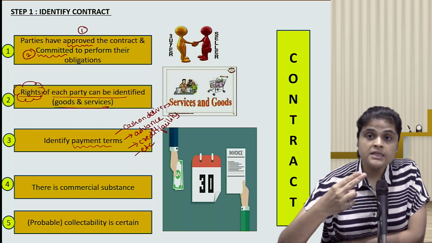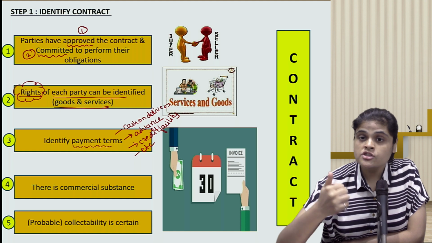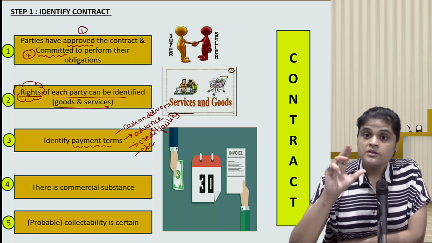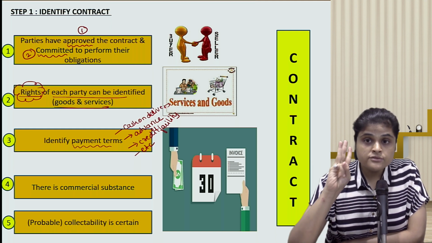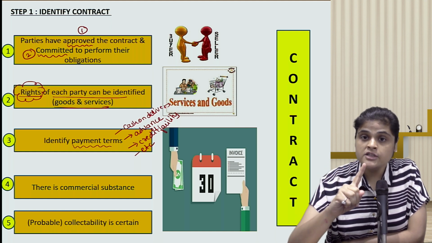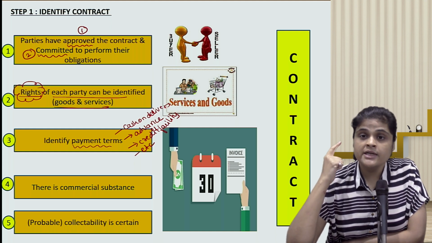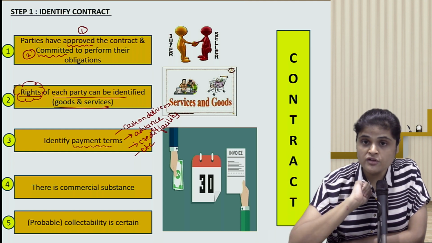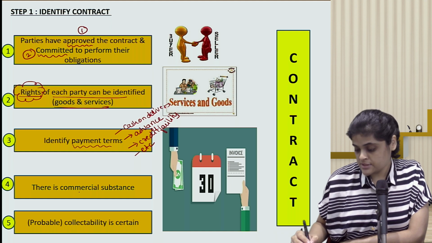One, both the parties should have approved the terms and conditions. Both the parties should be committed to fulfill their promises. And the rights of both the parties should be identified. And third, what will be the terms of payment? How the buyer is going to give the consideration? Will it be cash? Will it be credit? Will it be advance payment or combination of any of these elements? Fourth, there should be commercial substance.